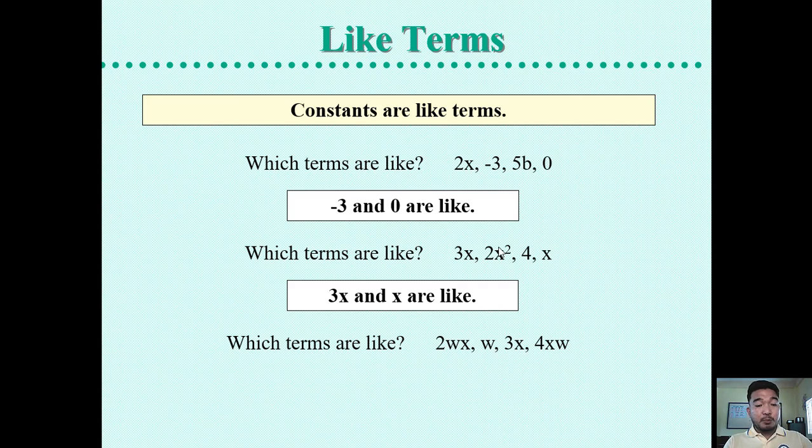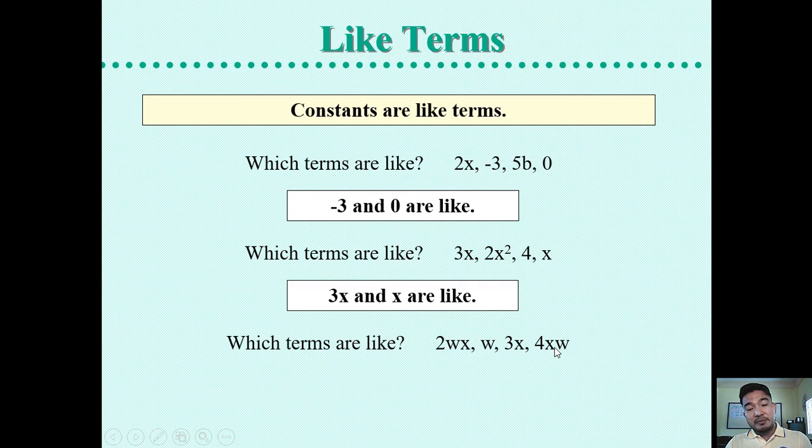How about this type of problem? Which terms are like? 2wx, w, 3x, and 4xw. As you can see, we have here 2wx and 4xw. The order of the two variables are not the same. In this first term, nauuna si w kaysa kay x. Dito naman sa isang term, nauuna si x kaysa kay w. What do we mean by that? 2wx is equal to 2 times w times x, while 4xw is equal to 4 times x times w.